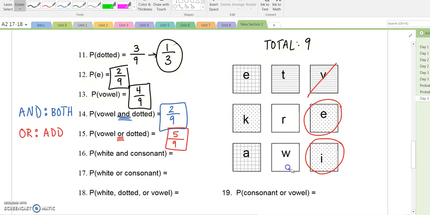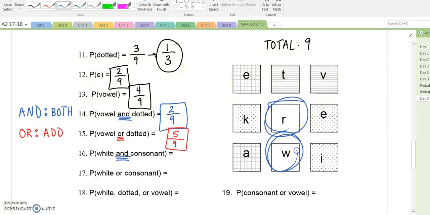Okay, let's try it again with this other example. The probability it's white and a consonant. So that means only both. What I like to do is look just at the white ones and then figure out if either of those are also consonants. And in this case, both of them are. So I've got 2 out of my 9.